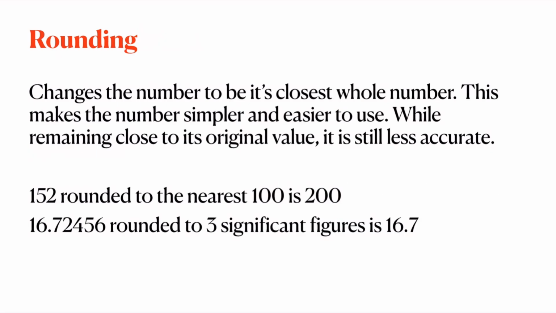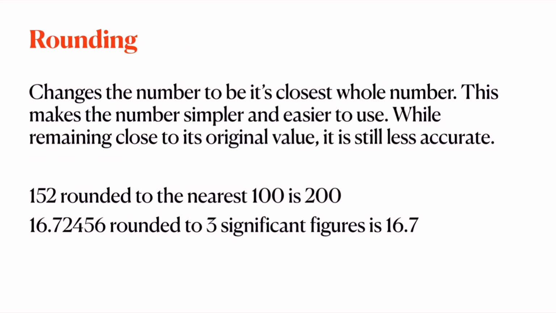Rounding is hard to explain, but easy to understand, I think. Essentially, it changes the given operand to be its closest whole number. The plus side of this would be that it makes the number easier to read and simpler to use. However, the negative side of this is that it's less accurate, though it is still close to its original value. Just remember, 4 or below, let it go, 5 or above, give it a shove.